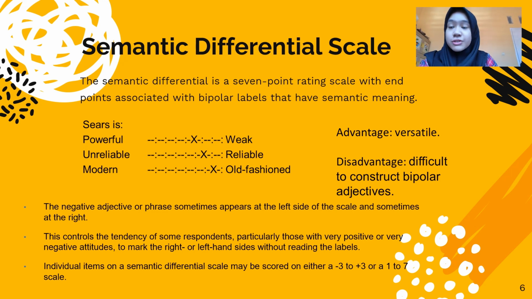Individual items on a semantic differential scale may be scored on either a -3 to +3 or a 1 to 7 scale. The advantage of using this scale is that it is versatile, but the disadvantage is that it is difficult to construct bipolar adjectives.